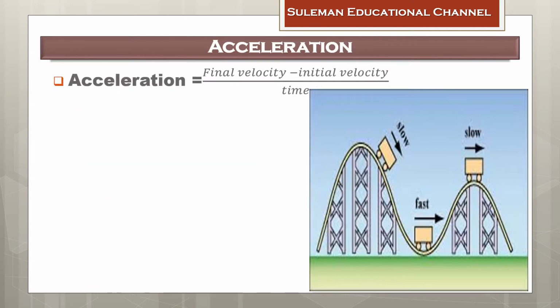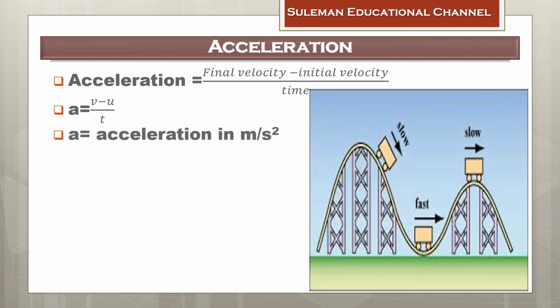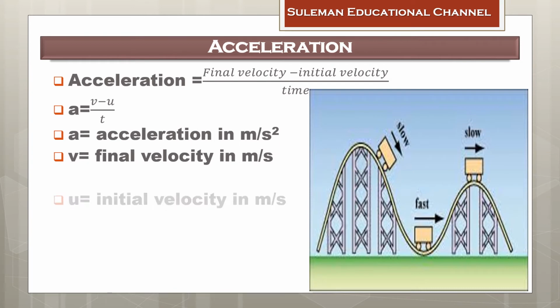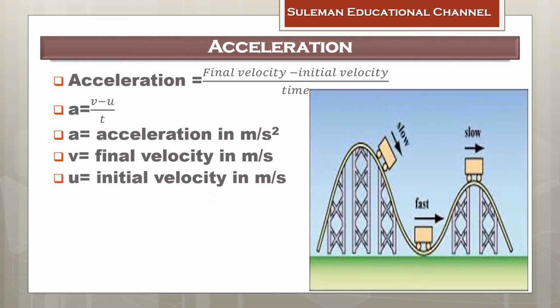Now we will talk about the formula for acceleration. The formula for acceleration is equal to final velocity minus initial velocity divided by time. The formula can be written as a is equal to v minus u divided by t, where a is the acceleration in meter per second square, v is the final velocity in meter per second, u is the initial velocity in meter per second, and t is the time taken in seconds.